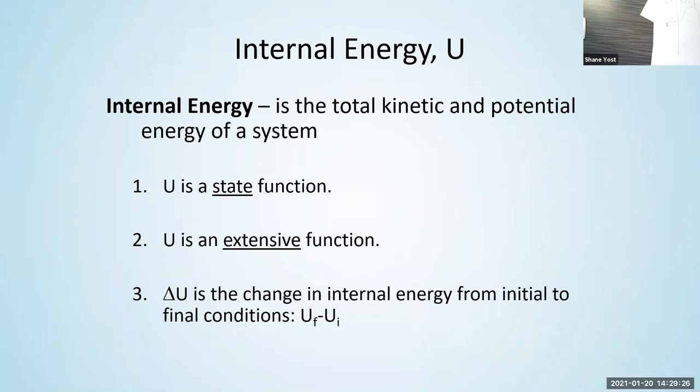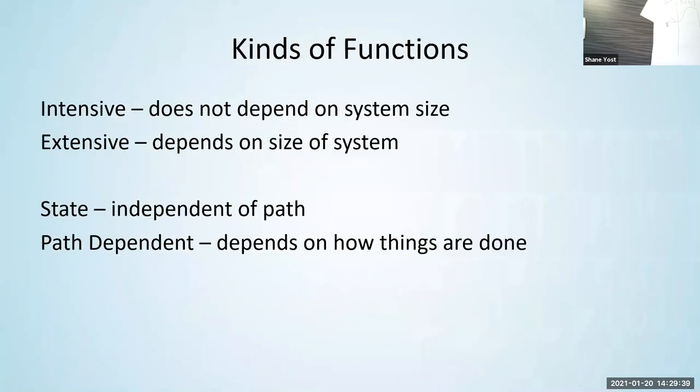And because U is a state function, the change in internal energy is just the final internal energy of your system minus the initial. We just went over the difference between intensive and extensive, size dependent or independent, and state versus path dependent functions. Heat and work are path dependent functions. Your amount of heat transfer depends on how you did your change in state. The amount of work done depends on how you did your change in state. We won't really focus on those things in this class, but this is a reminder.